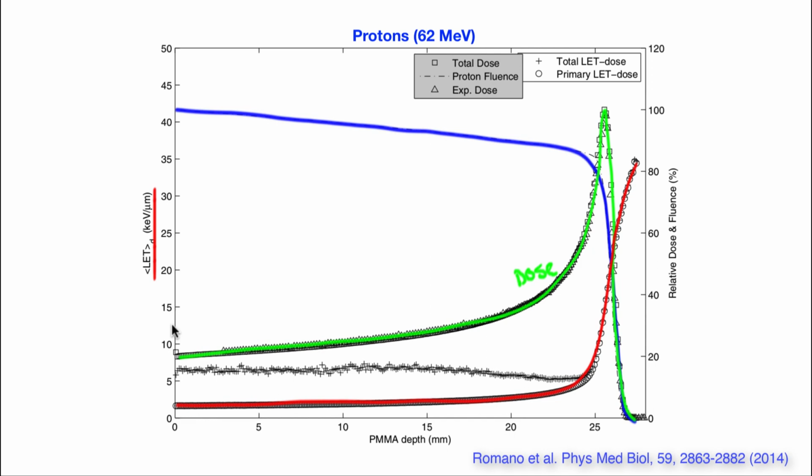Let's look at the scale here. So it starts at about 2 keV per micron. End of the Bragg peak goes up to about 35 keV per micron. So that range will be important later as we talk about carbon, where it's going to be much larger. Here, the LET is relatively low, except right in this small region right at the very end of the Bragg peak.